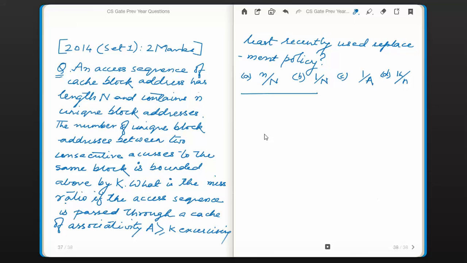Hi everyone. In this video session we are going to attempt the next question of computer organization, and this question was asked in the year 2014 in set 1 for 2 marks.